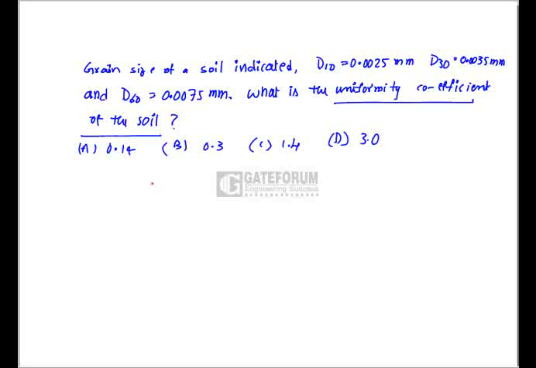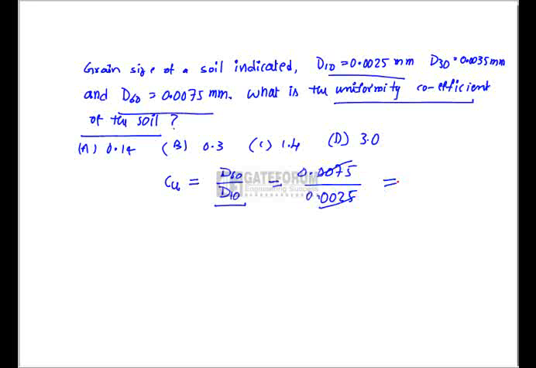In this problem we have to find the uniformity coefficient of the soil. What is the uniformity coefficient? We can represent it as Cu. It is going to be D60 by D10. In the question, D60 was given as 0.0075 mm and D10, the effective size of the particle, was given as 0.0025. So it is going to be 3. So option D is correct.